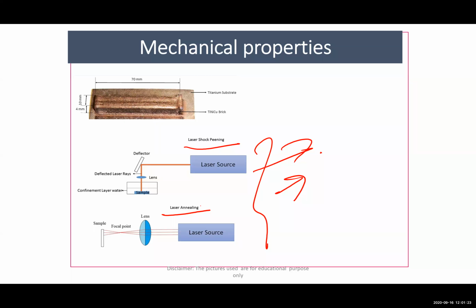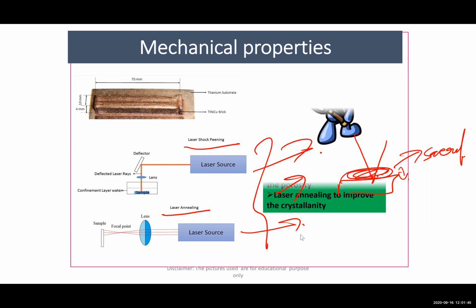As far as laser shock peening is concerned, I just irradiate the material, and the material gets heated up. I have a small sacrificial layer, and over the sacrificial layer I irradiate the laser so that I induce a compressive residual stress. In the meantime, I want to make a uniform crystalline structure, which I am trying to do with laser annealing.